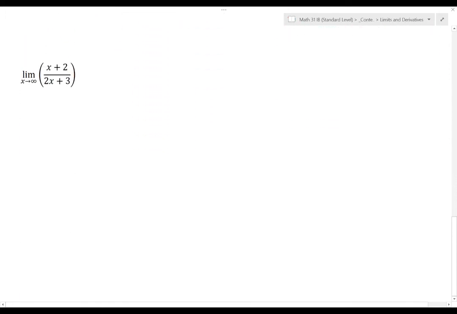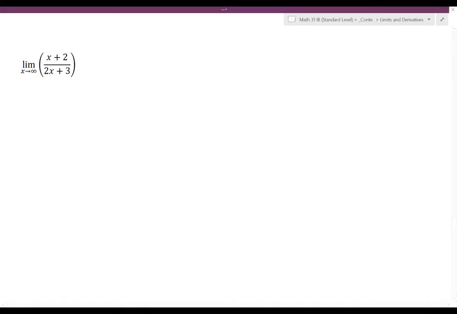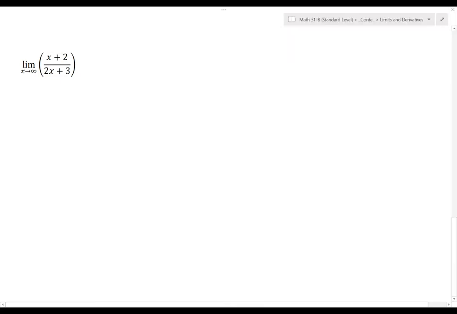And the other type of limit that we often have to deal with is limits at infinity. So what happens as x goes to infinity or as x goes to -infinity? Now, this is a different kind of indeterminate form because if I were to substitute in an infinitely large number for x, I would get an infinitely large number in the numerator and an infinitely large number in the denominator.